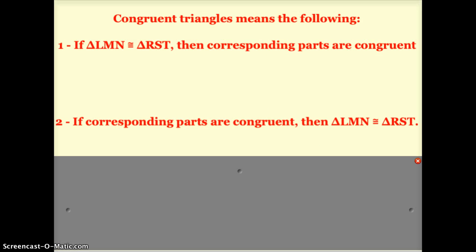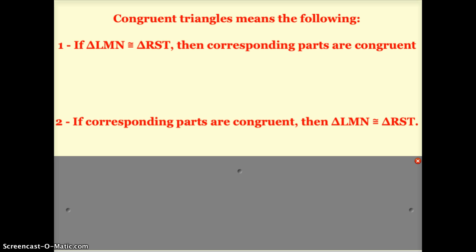Triangles being congruent means the following. If triangle LMN is congruent to triangle RST, then the corresponding parts are congruent. In other words, angle L and angle R are congruent. Angle M and angle S are congruent to each other. And angle N and angle T are congruent to each other. Likewise, talking about the sides, LM congruent to RS. LN congruent to RT. Line segment MN is congruent to line segment ST.